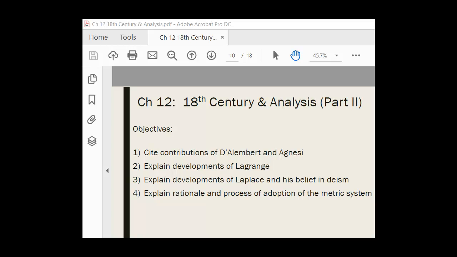Hey guys, this is the last part of chapter 12, the 18th century, or the 1700s, and then going into the early part of the 19th century. The PowerPoint is on Brightspace, starting with slide 10, I believe. So I want to talk about a few relatively minor people briefly, and then two heavy hitters, and then talk just a little bit about measurement.